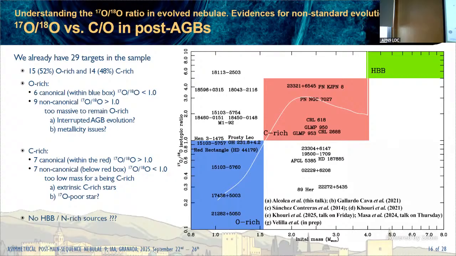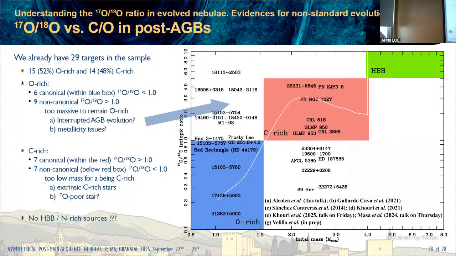And the height of the object is the actual measurement of the oxygen 17 to oxygen 18 ratio. So these are the normal oxygen rich. You have 18O more abundant than 17O, and you have an oxygen rich chemistry, so fine. But we also have those sources in which the ratio is reversed, and they are still oxygen rich.